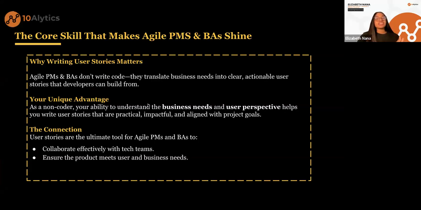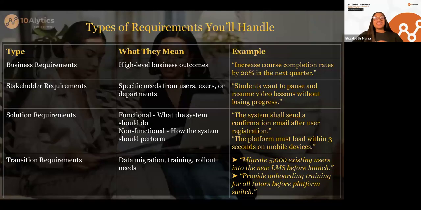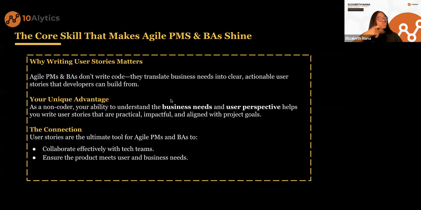What is that core skill that makes agile project managers and business analysts shine? Remember, we are not going to be writing the code. We're not the ones writing the code. When we talked about the LMS, the students want to be able to pause and resume their videos. The students want to do this and do that. The system shall send a confirmation email. We're not the ones doing this, okay? But what is our job and why are we so important in every single team? Why does writing user stories matter?